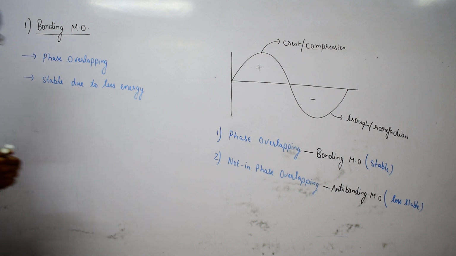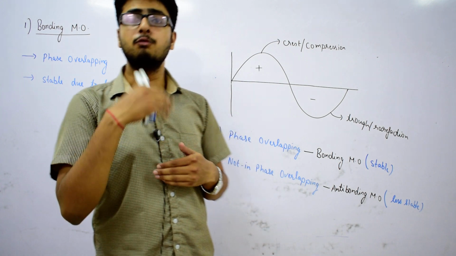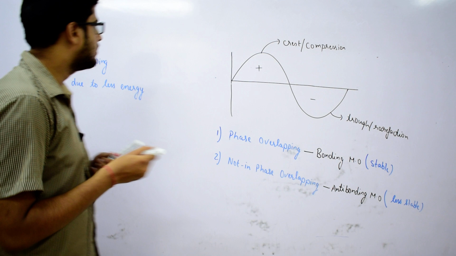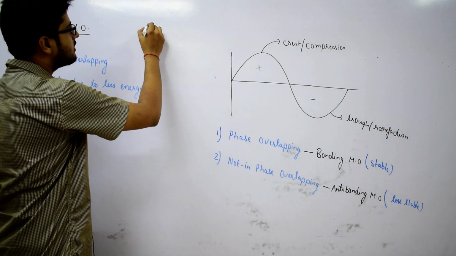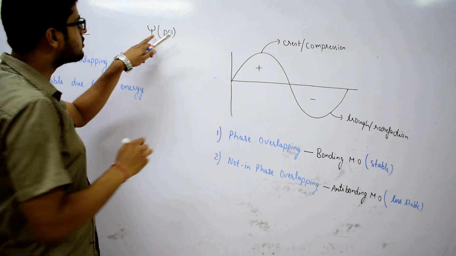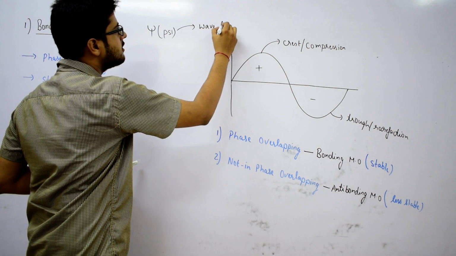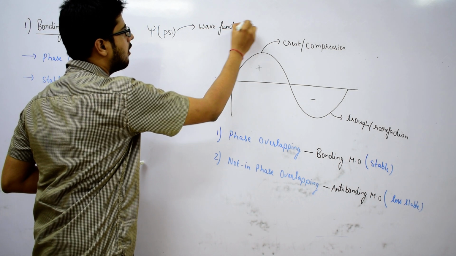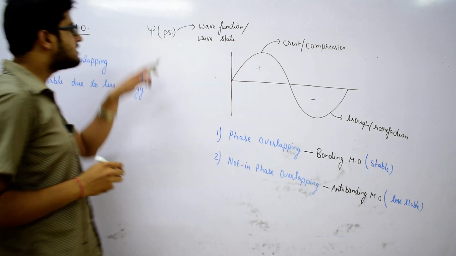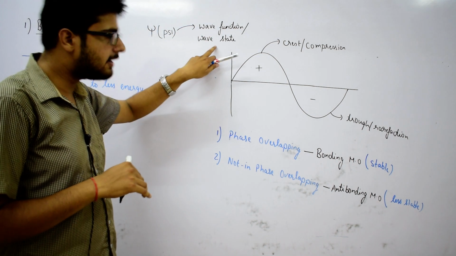And the third and the most important point is its representation in the form of a wave equation or wave state, that is, in the form of psi. We must have heard this word, psi, and this is called a wave function, or it is called a wave state. So, this psi is a function, a tool which is called a wave function or wave state.